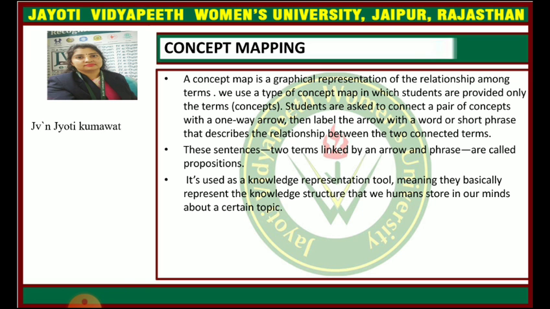We use a type of concept map in which students are provided only the terms. Students are asked to connect a pair of concepts with a one-way arrow, then label the arrow with a word or short phrase that describes the relationship between the two connected terms. These two terms linked by an arrow and phrase are called a proposition. It is used as a knowledge representation tool, meaning it represents the knowledge structure that we humans store in our mind about a certain topic.